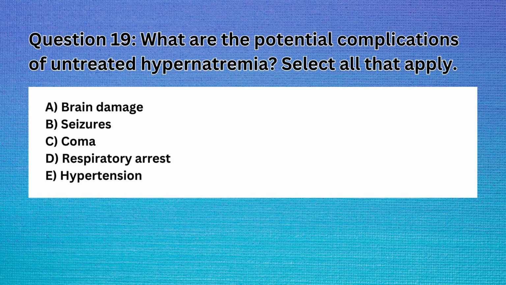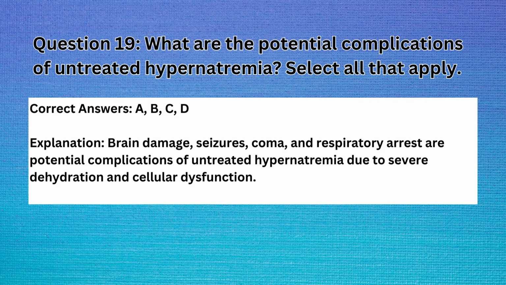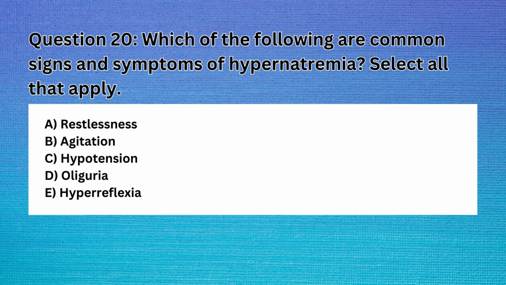Question 19. What are the potential complications of untreated hypernatremia? Select all that apply. A. Brain damage. B. Seizures. C. Coma. D. Respiratory arrest. E. Hypertension. Correct answers: A, B, C, D. Explanation: brain damage, seizures, coma, and respiratory arrest are potential complications of untreated hypernatremia due to severe dehydration and cellular dysfunction.